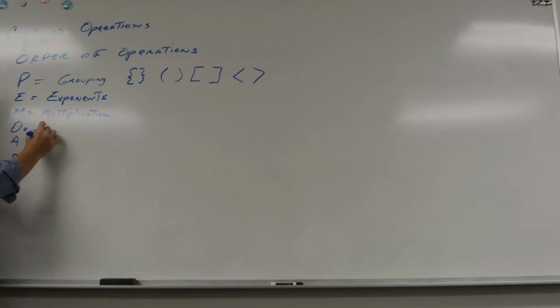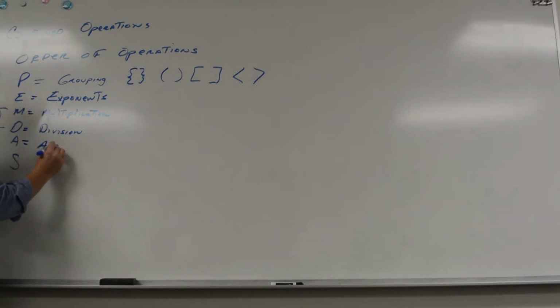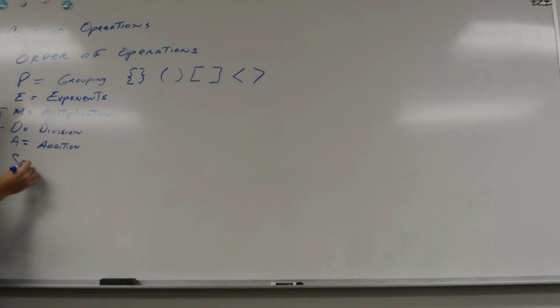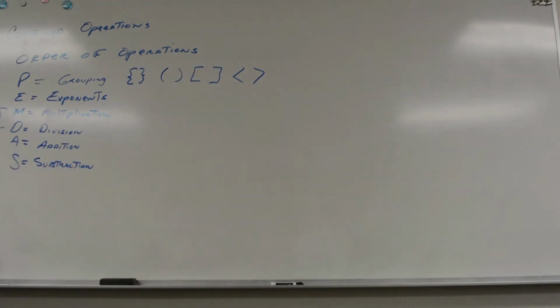And the D is division. Now remember, these two are at the same level, even though they call it MD. Technically, they're at the same level. So if you had multiplication and division on a line, you could just work it left to right. If M and D is multiplication and division, what is A? Addition. And S? Subtraction. Okay, so that's our order of operations. Now when we're solving a problem, we're going to start here and just work our way down.